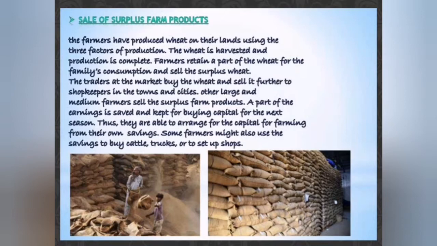A part of the earning is saved and kept for buying capital for the next season. Thus, they are able to arrange for the capital for farming from their own savings. Some farmers might also use the savings to buy cattle, trucks, or to set up shops. That means the medium and large farmers are arranging capital for their production from their own surplus production.